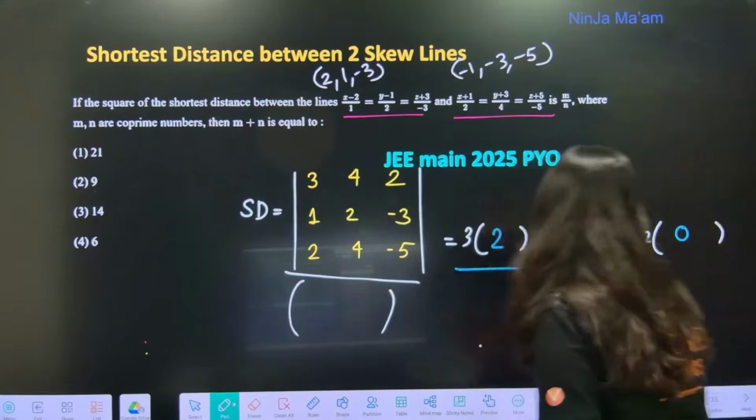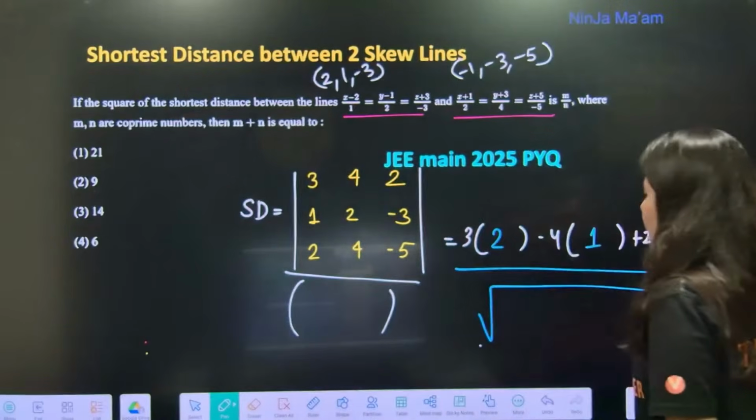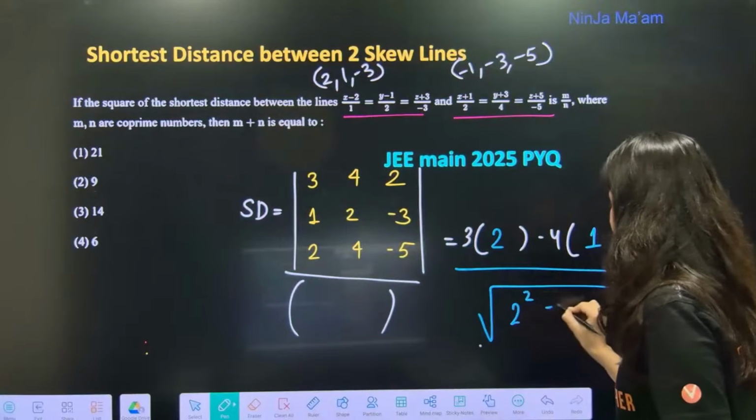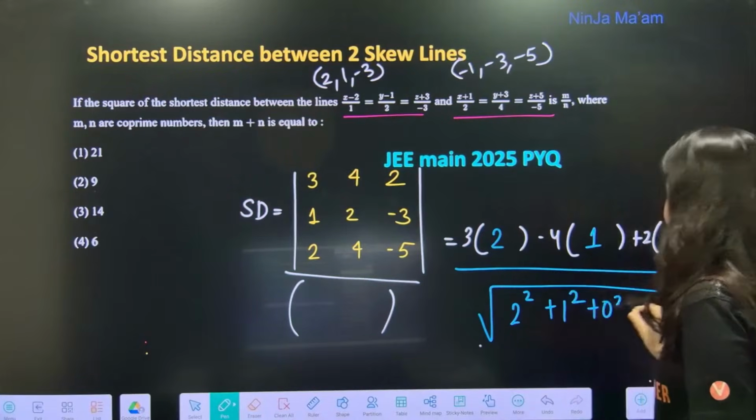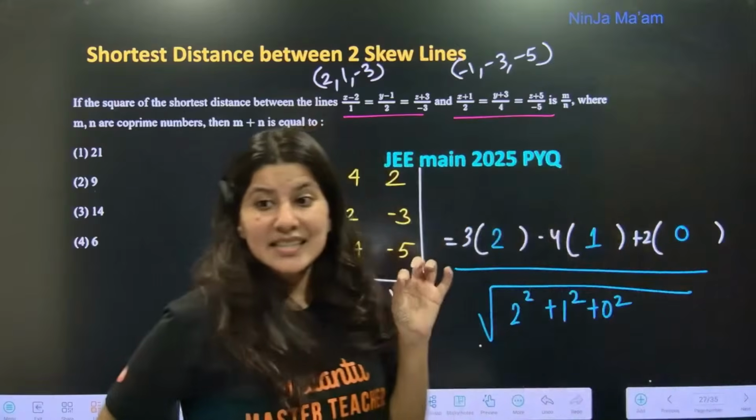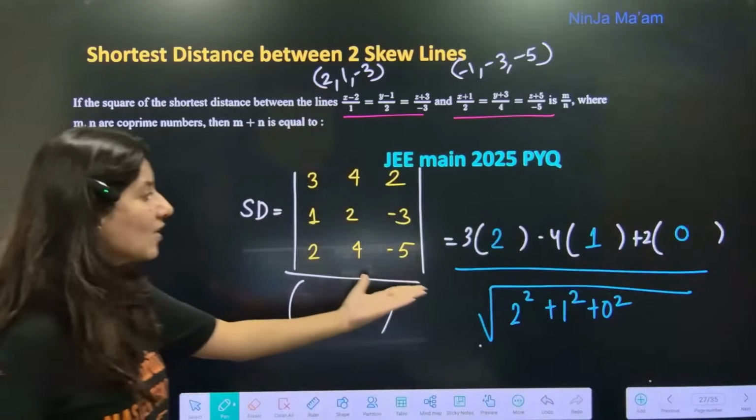The moment you get this, just write square root of 2 square plus 1 square plus 0 square. And you know what? This is this much easy. Shortest distance calculation.